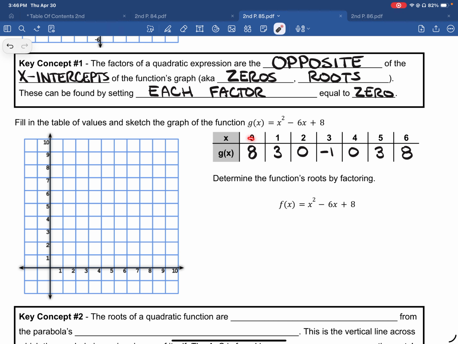Again, I see that repetition. 8 down to 3, 3 up to 8. 3 down to 0, 0 up to 3. 0 down to -1, and then back up to 0. Let's go ahead and plot those points. I've got the ordered pair 0, 8, 1, 3, 2, 0, 3, -1, 4, 0, 5, 3, and 6, 8.